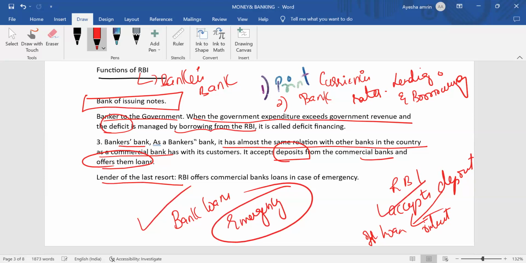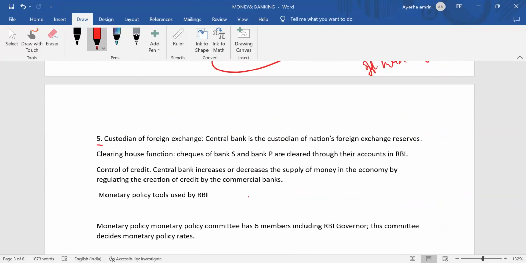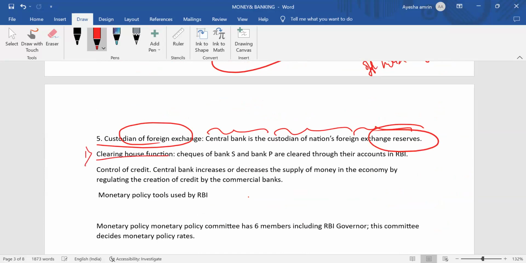So it accepts the deposits, it prints currencies, and it acts as the banker's bank. And also it acts as a custodian for foreign exchange, not only national but international as well. The central bank is the custodian of the national foreign exchange reserves, any kind of reserves that has been maintained. It also performs the clearing house function. That means any cheques are cleared through the RBI account.